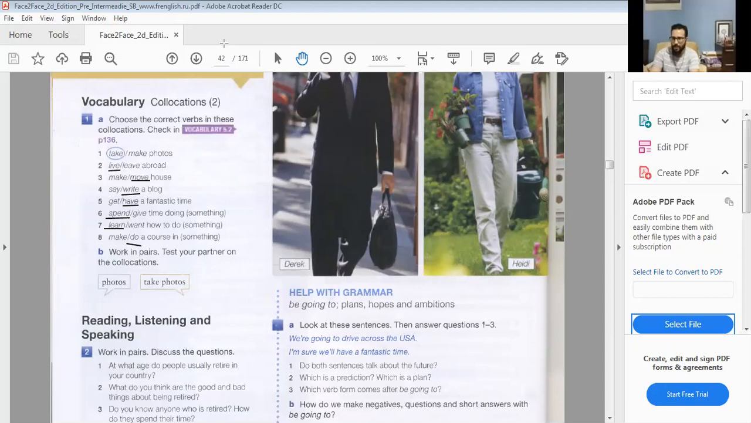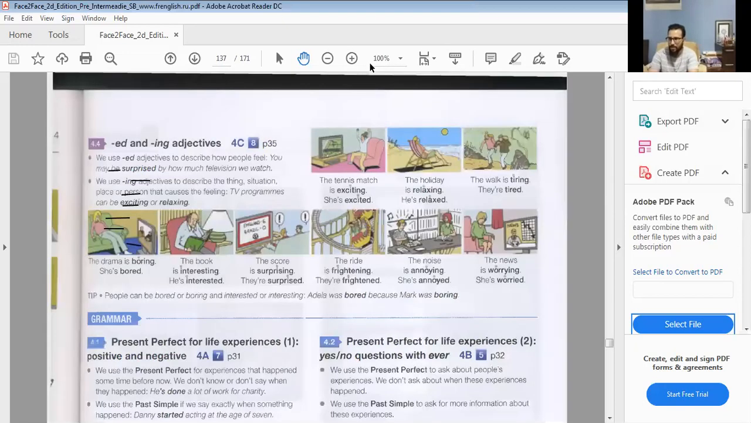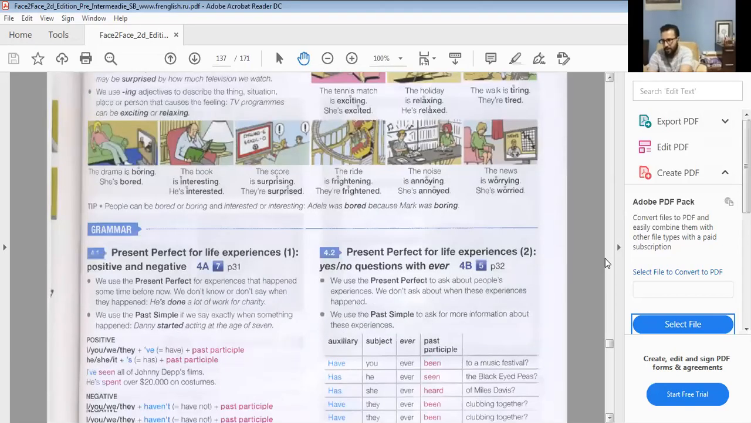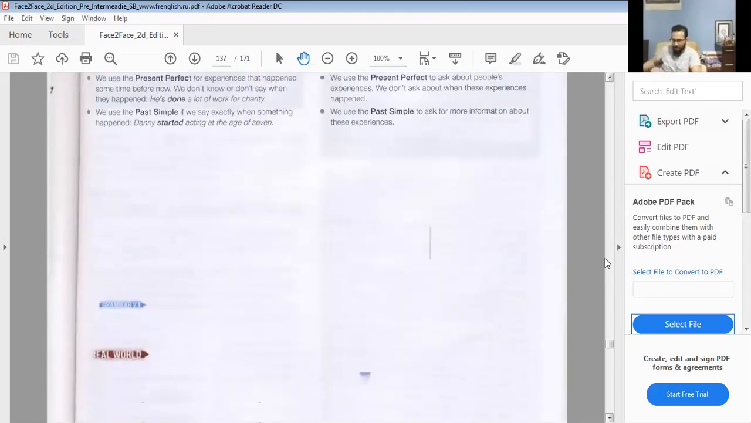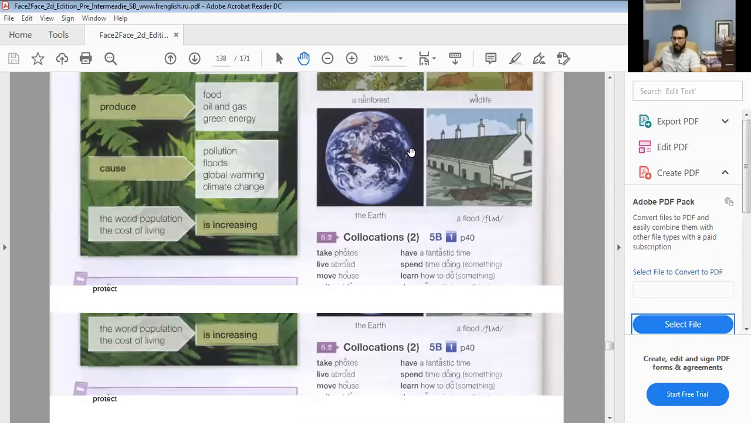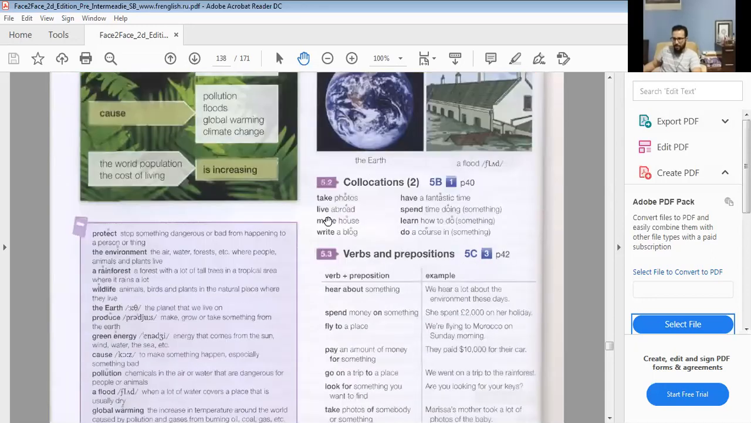Let's very quickly go to page 136, and let's see how many of these we got right. Let's use the mouse, easier. Okay, so here we are. Can you see that? On the right, collocations 2. Can you see this? Yes.